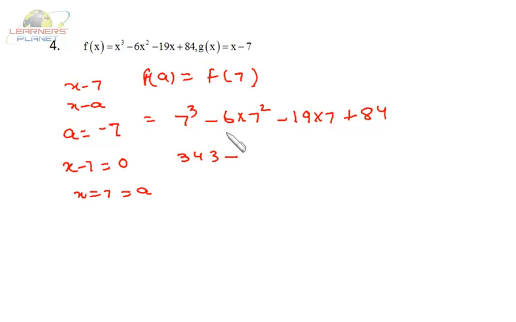7 square is 49. 49 into 6 is 294. 294 minus 19 sevens, which is 133, plus 84. Okay, so what are we getting as the final answer? It is 0. That means g(x) is a factor of f(x), since by putting x equal to 7 in this expression we are getting 0. That means x minus 7 is a factor of x cube minus 6x square minus 19x plus 84. Okay, I hope you are getting my point.